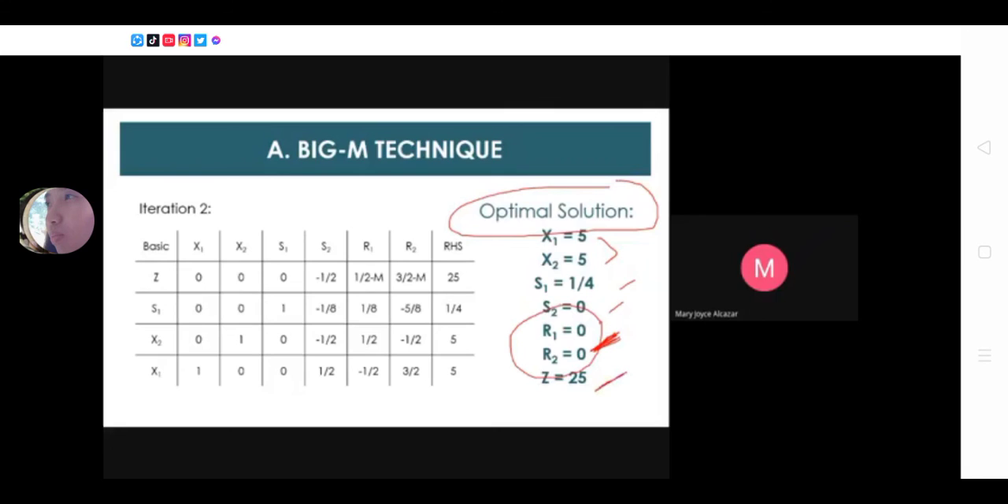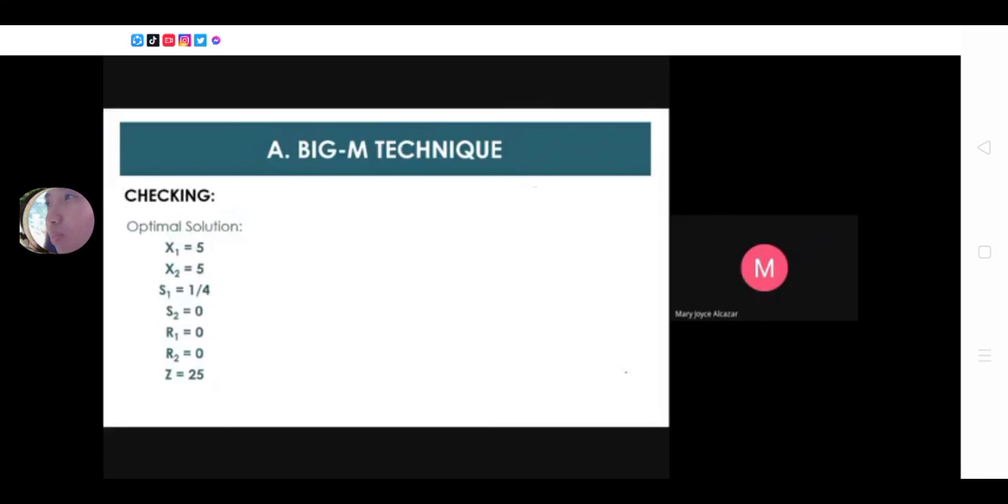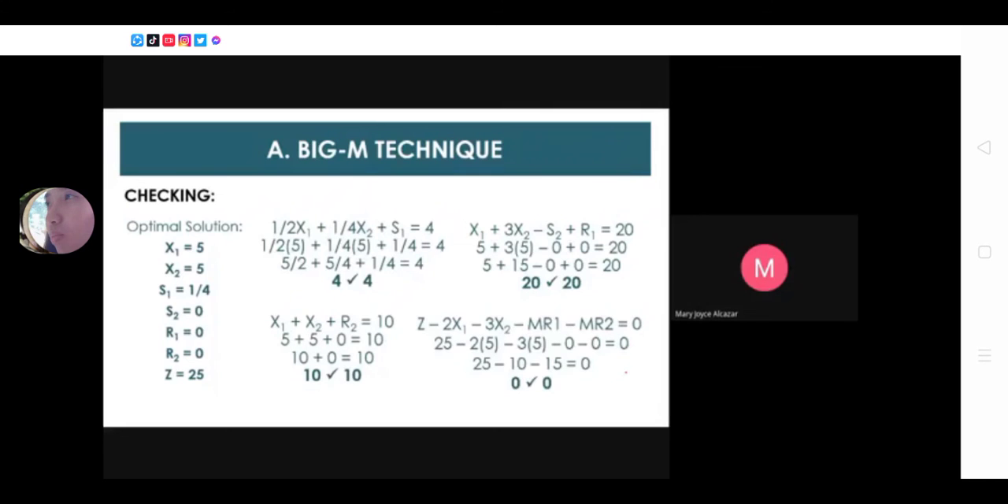So if you want to check your values, you can do the checking. So same as in the simplex method, you can do this. You have to find if the values are equal to one another. So that is the Big M technique.